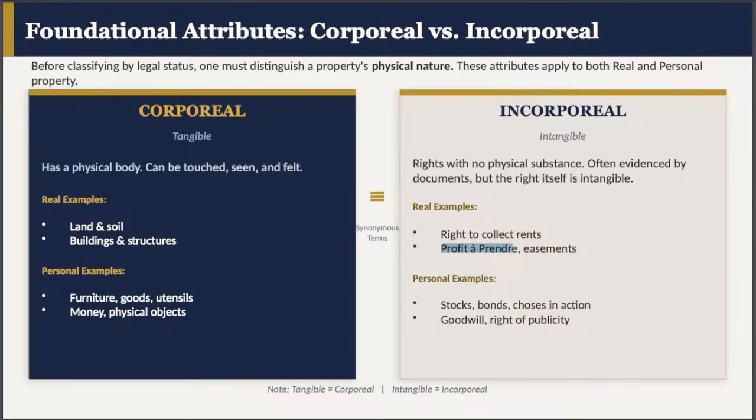The profit a prendre is rights like mineral rights or the right to get lumber from land, that type of thing. It's basically a contract or a lease, so it's intangible. They're rights with no physical substance, often evidenced by a document. And then there are personal examples, which we are more familiar with, like stocks, bonds, and choses in action. And we're going to get into this.